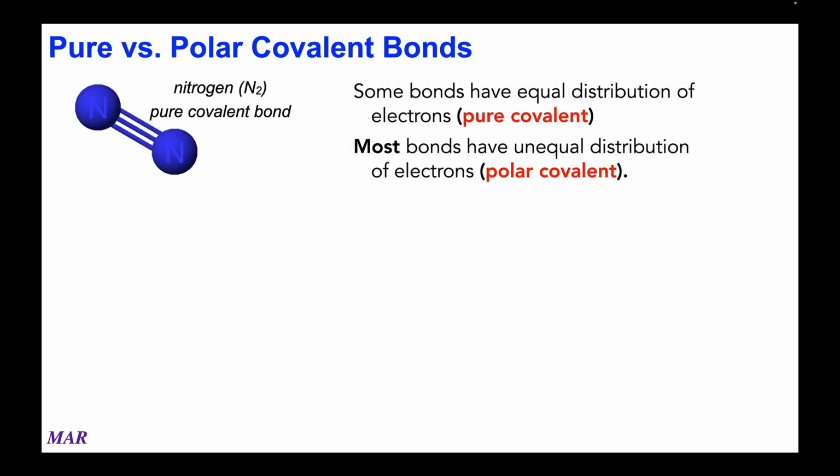Now, in addition, when it comes to covalent bonds, sometimes you have perfect sharing between two atoms. For example, if you have two nitrogen atoms, they're going to share electrons to the same amount.